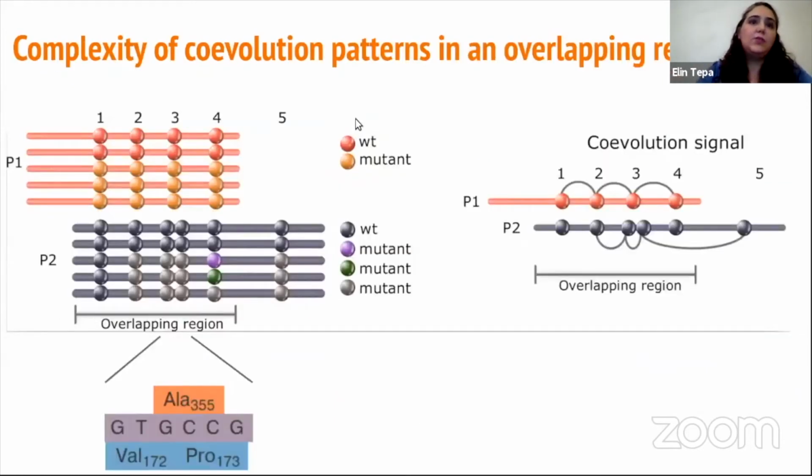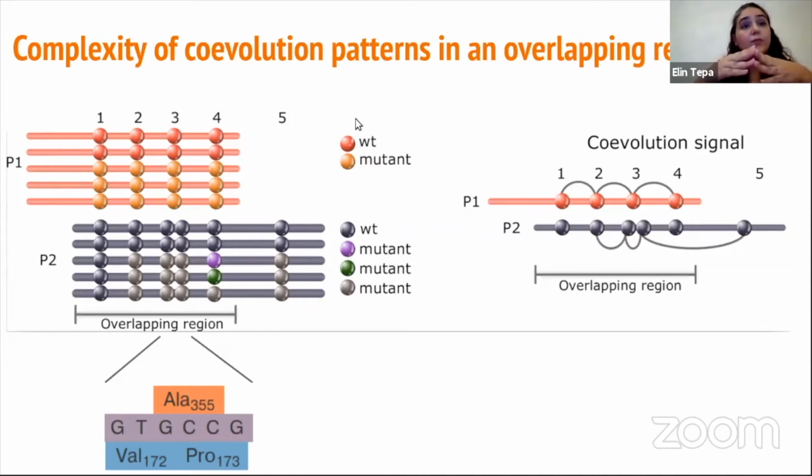So how is the coevolution in the overlapping region? Here I show you the different effects of 4 coevolving positions in the overlapping region of 2 proteins, protein 1 and protein 2. Looking at protein 1, we have 2 sequences which maintain the wild-type residues, shown in red circles, and 3 sequences show mutation in all positions, the orange circles. A mutation in protein 1 may be coupled by a synonymous substitution in protein 2, shown in the first column, or by one non-synonymous substitution, like in the second column.